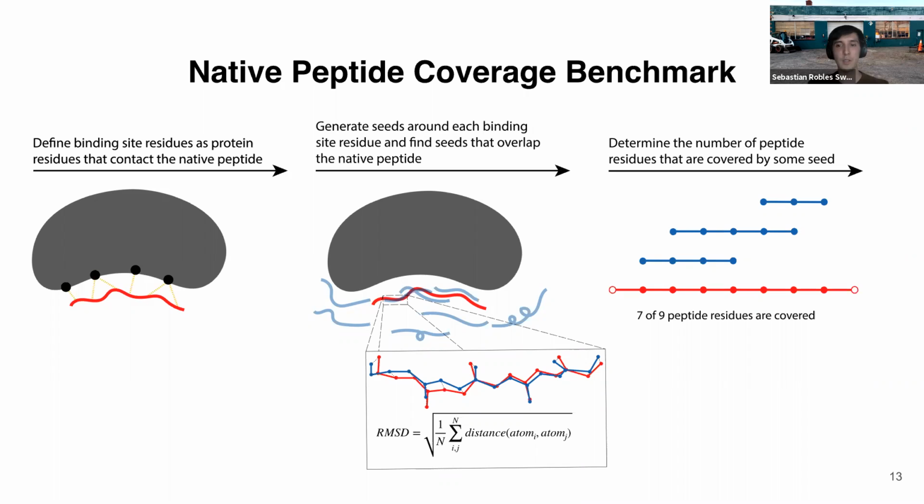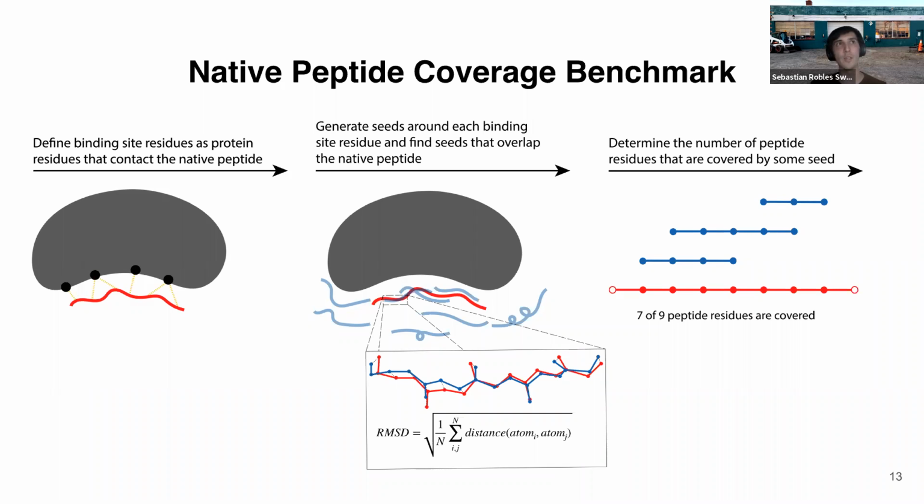So we kind of framed this as a coverage benchmark. And our goal was to find seeds that cover peptides, at least at a small local level. So just to walk through this, I know there's a lot of text. We start on the left. We take a real peptide protein complex and define a binding site on the protein. Those are just residues that can interact with the peptide.